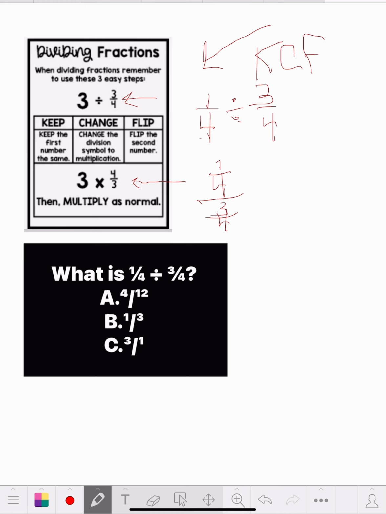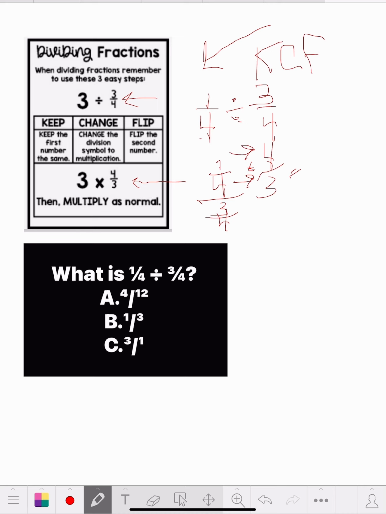What you got to know is, right now you got a division. So what you do is you keep the first one, the 1/4, you change the sign to a times. I'm going to use a little dot because X is a variable in algebra, and you're going to see that a lot of times. Now you take the 3/4 and you change it over to 4/3. And then you do your multiplication, and that goes straight across, remember that?